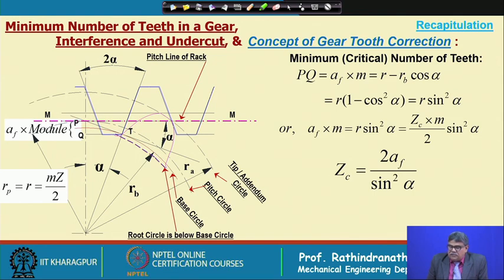So, from there we can equate this, Z c can be written as 2 into A alpha divided by sin square alpha, and as the standard addendum factor is 1, this can as well be written as 2 by sin square alpha. For alpha equal to 20 degree, the standard pressure angle, this Z c becomes 17 point something, slightly more than 17, and safely we can take the teeth number equal to 17, the minimum number of straight teeth per gear with 20 degree.